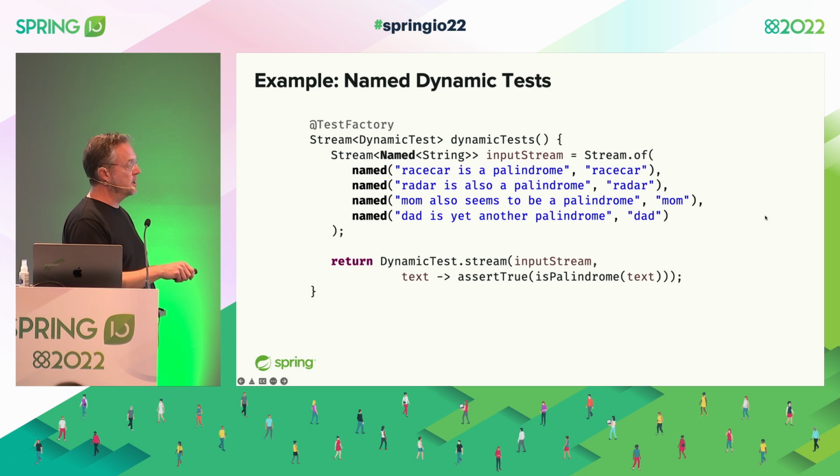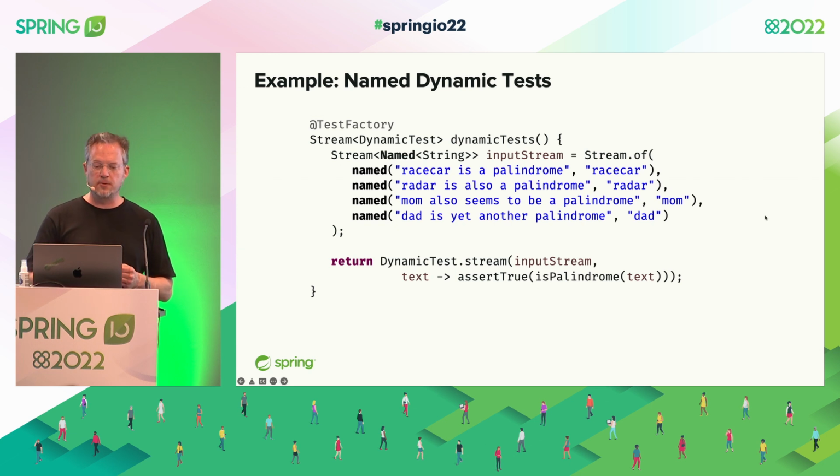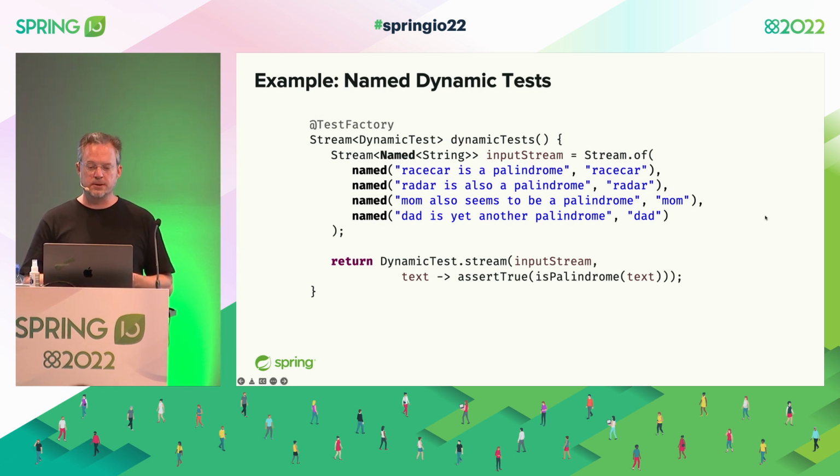And then we're just returning a dynamic test with this stream method, passing in this input stream that has named content in it, and then specifying our dynamic tests where each thing passed in is the string. So we're just checking that each one of those is a palindrome. So that can be very useful as well in dynamic tests.